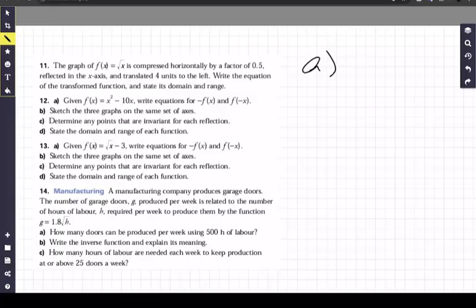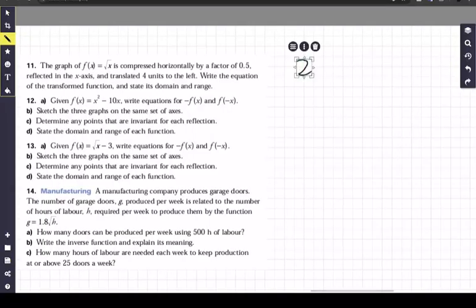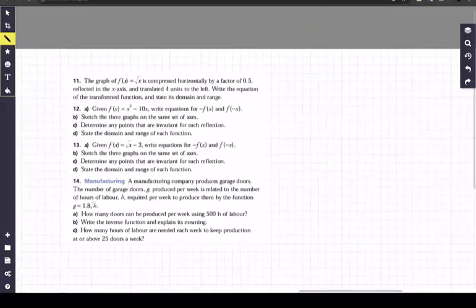So then we're going to do how many hours of labor are needed each week to keep production at or above 25 doors per week. Okay, so we look at the original function. If we set G equals 25, we'll see how many hours it works. So we don't need to use the inverse at this point. Well, it doesn't really matter if you use the inverse, I guess. I don't know. So 25.